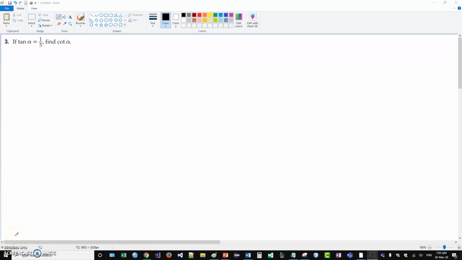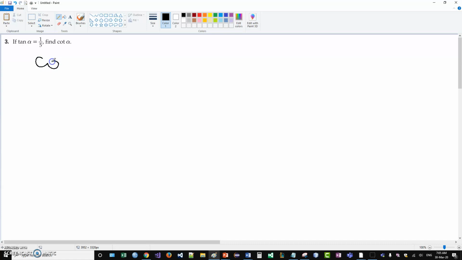Hello everybody. Today we're continuing with lesson 5.1 Trigonometric Identities. We're going to do some problems from the textbook. Let's start with number 3. It says if tangent alpha equals 1 over 5, find cotangent alpha. Again, we're going to use some of the trigonometric identities that we learned about.